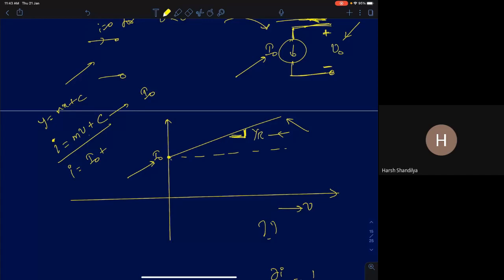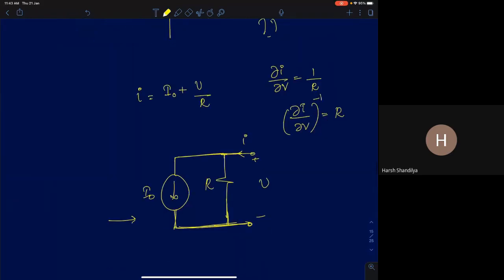What is the slope of this line? Slope is 1 by R. So you get I equals I naught plus V by R. If I want to represent this in a circuit, how will I represent it? This is the equation you have. You have two parts.